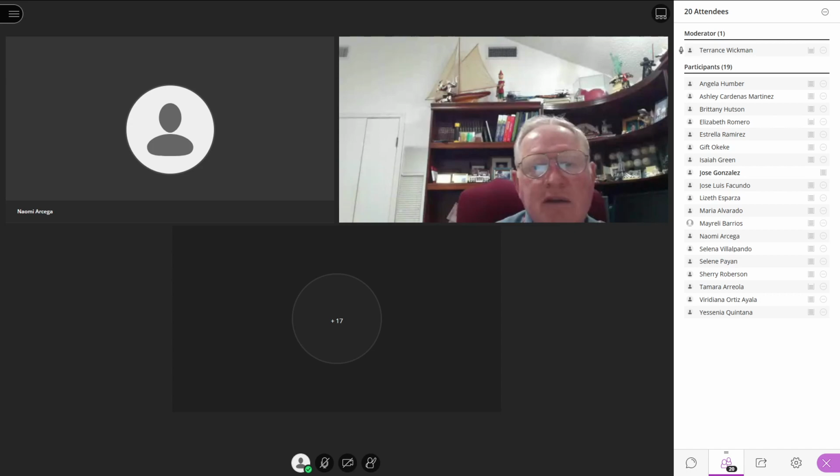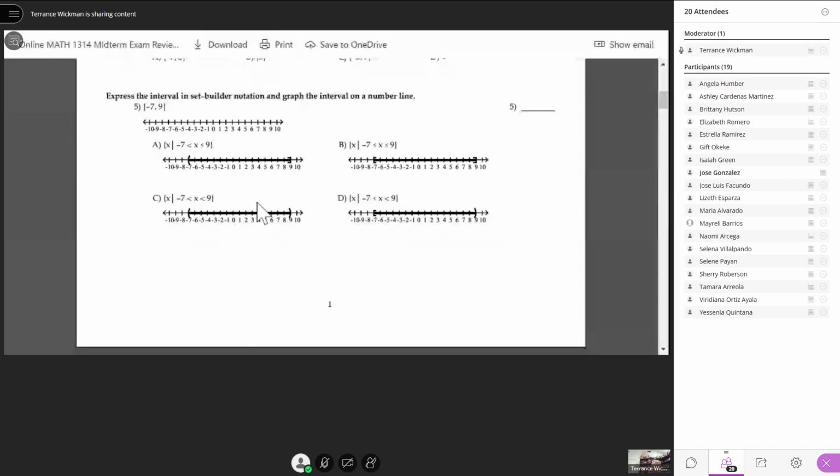Look at number 5. In doing number 5, you have to be able to read the problem. It says bracket minus 7, 9. That means you have all the numbers from negative 7 to 9. They want you to show it on a graph.